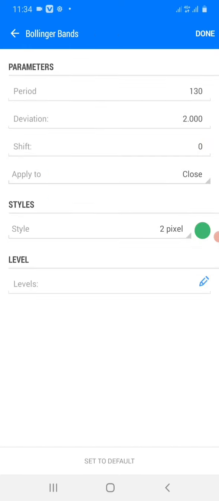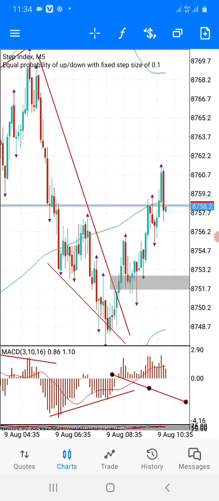Here is the setup of the Bollinger Band. The period is 130, deviation is 2.00, shift 0, apply to close, 2 pixels of any color of your choice. Then you click done.